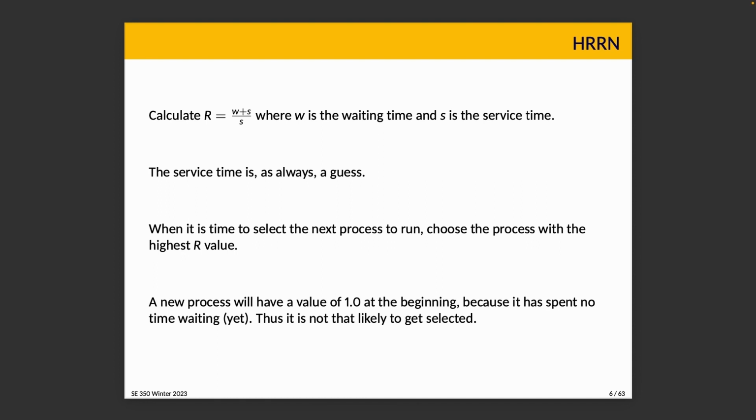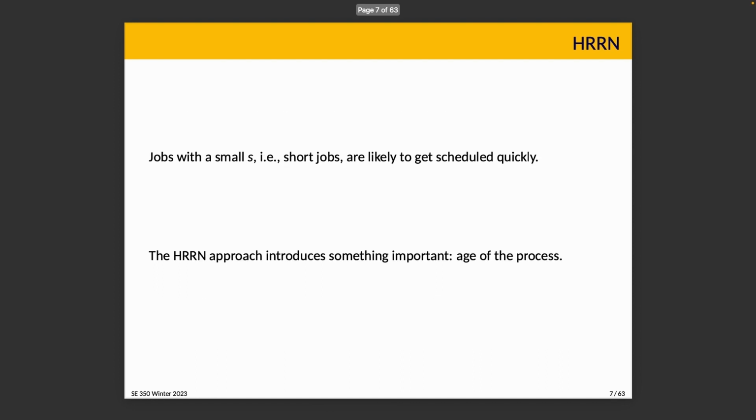And this is calculated for each process. When it's time to select the next process to run, we choose the process with the highest R value. So W plus S divided by S produces some number. It could be greater than 1 or less than 1, but whichever one has the highest absolute value. And a new process has a value of 1.0 at the beginning because it spent no time waiting, and therefore it may not be very likely to be selected. Depends what's happening, of course, in your system. And jobs that are short, i.e. they have a small value of S, are likely to get scheduled quickly, right?